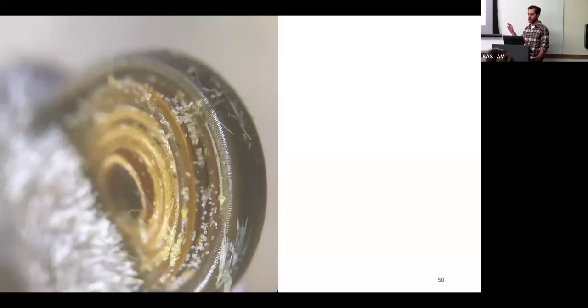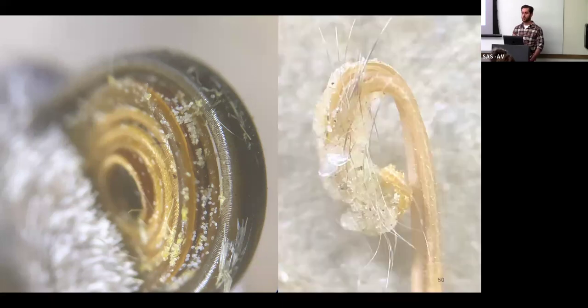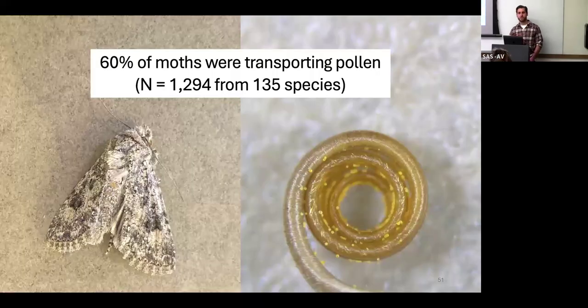All that little debris are actually individual little pollen grains that it picked up when it was feeding on plant nectar, and it will take that pollen and transfer it to another plant and thereby help those plants reproduce. And some of these proboscides were absolutely clogged full of pollen. I don't even really understand how they're functioning when it looks like that. In this research, I found that about 60% of all the moths that I caught out there were transporting pollen. That was about 1,300 individuals from 135 species of moths.